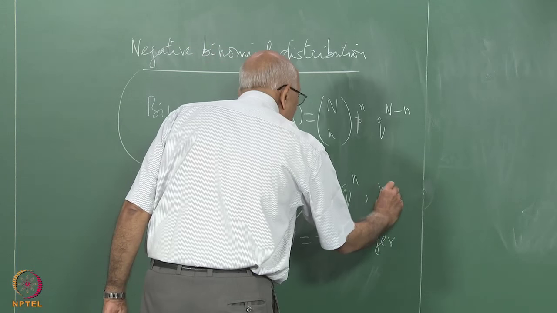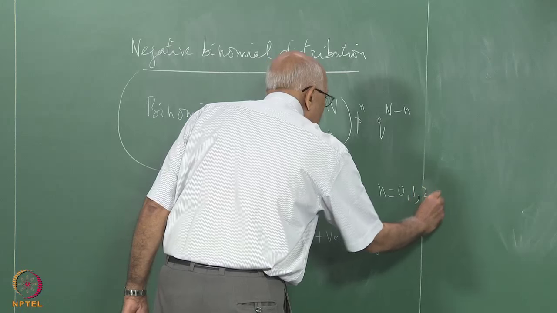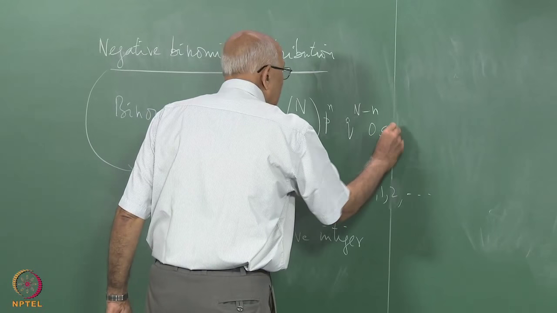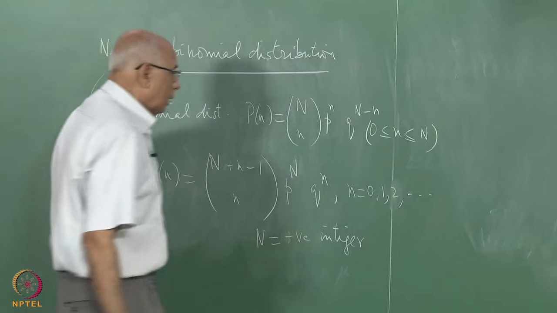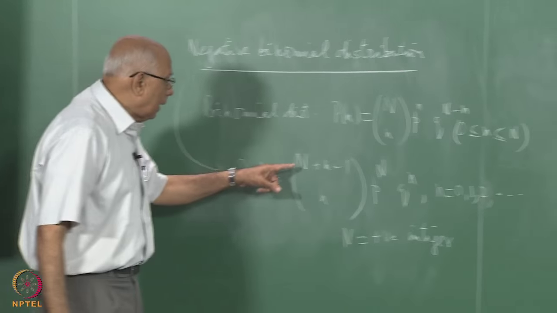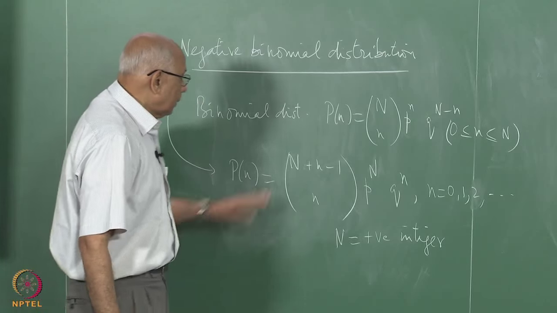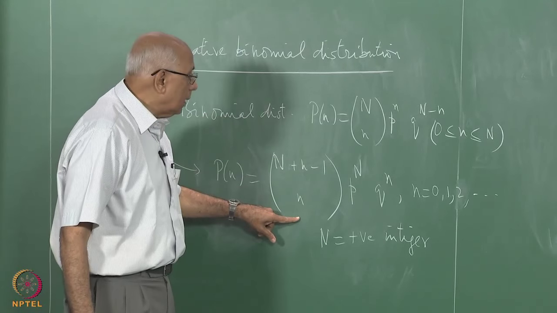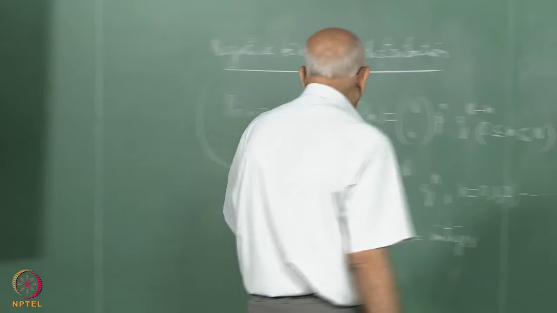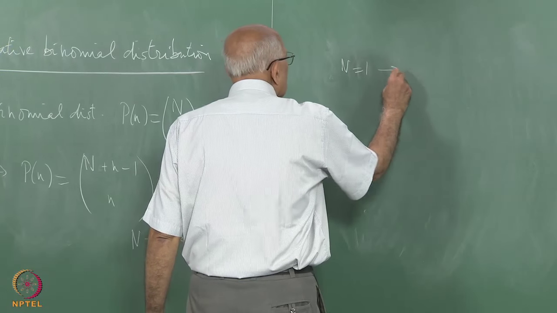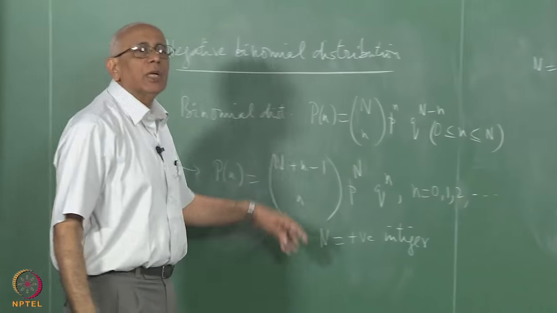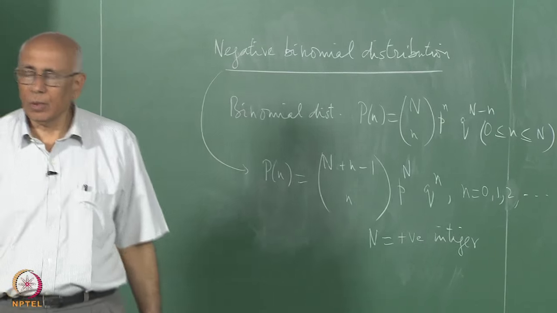And the sample space here is n equal to 0, 1, 2, all the way up to infinity, unlike the case of the binomial where 0 is less than or equal to n less than or equal to N. Here it goes all the way up to infinity. It is immediately clear that if you put capital N equal to 1, for example, this binomial coefficient becomes 1, and then of course it becomes p times q to the power n, which was precisely the geometric distribution. So it is clear that N equal to 1 corresponds to the geometric distribution. And the question is, what is it for general capital N? What does it look like?